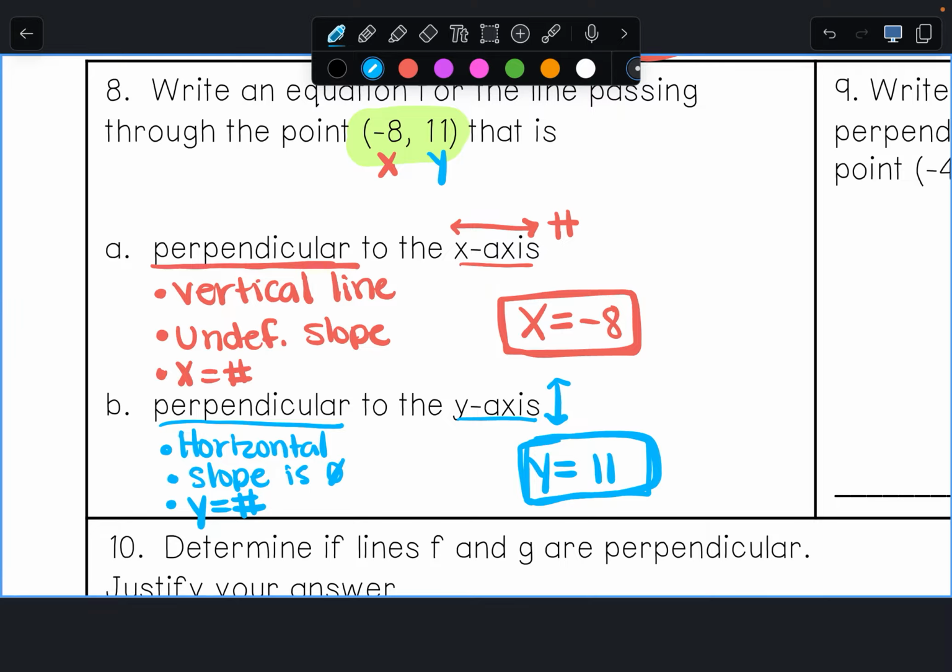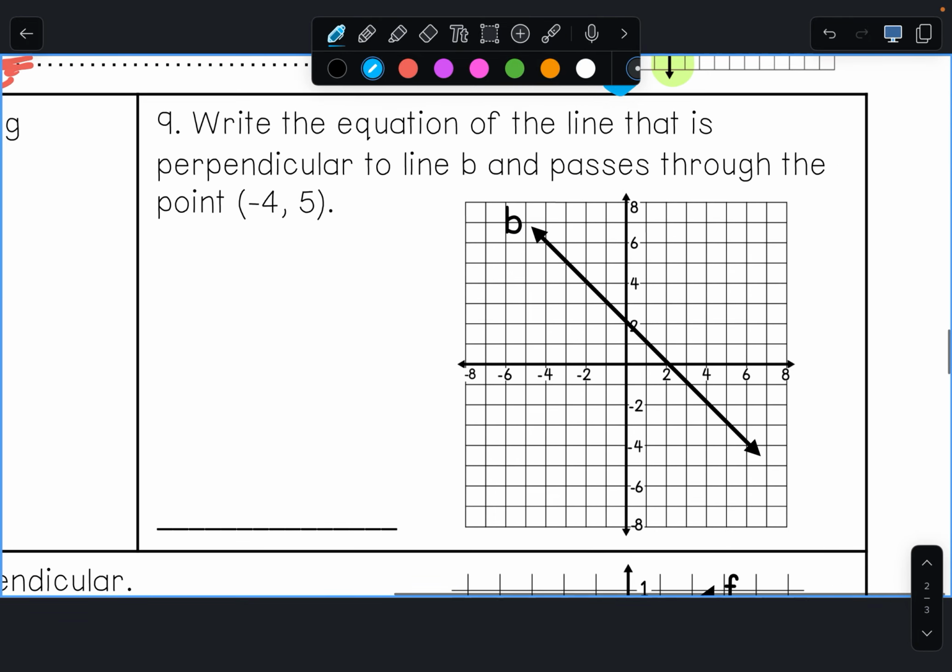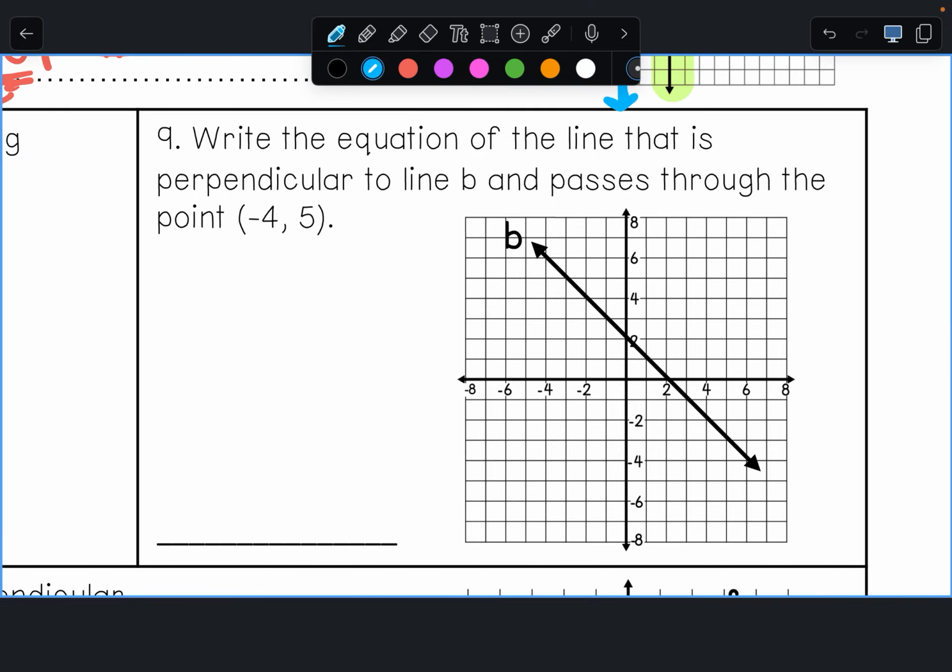Number 9. Write the equation of a line that is perpendicular to line B and passes through this point. All right, well, here we go. To write the equation of any line, you need the slope, you need the y-intercept, right? The slope of the original line, or the slope of B, we can find using what? Because it's a graph, what method do we use? Rise over run.